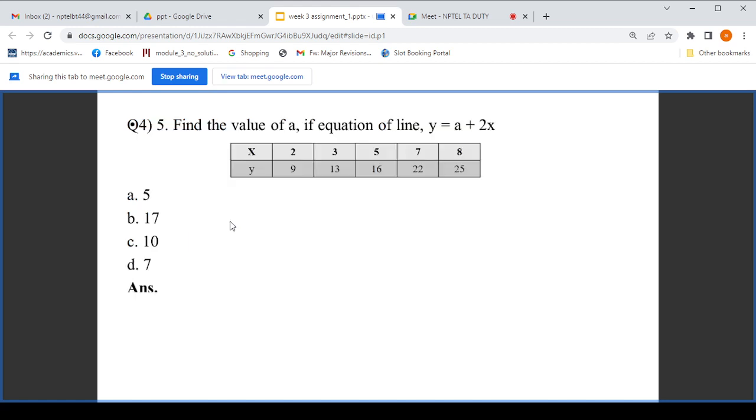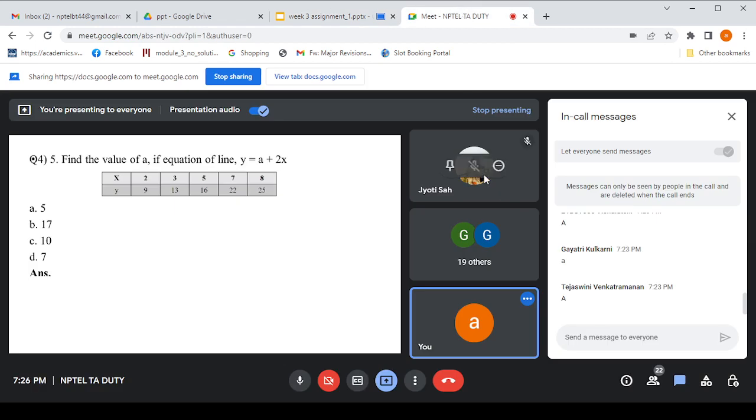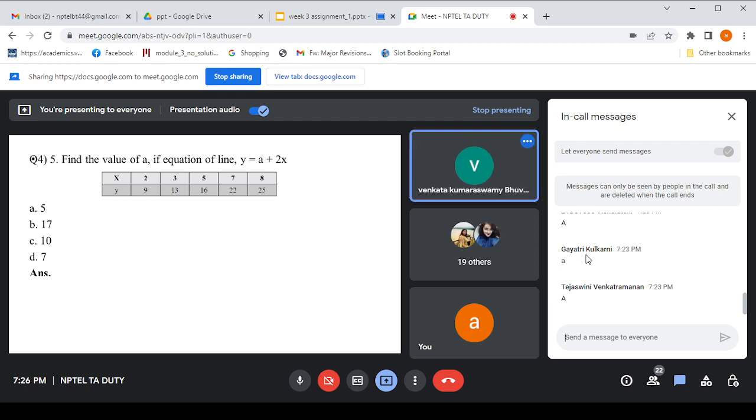So here is question 4. You have to find the value of a in the particular equation y is equal to a plus 2x, and the data set is given below. So please write down your value of a in the chat box after solving it. Five. Please write down your answer in the chat box. I am requesting you all to please write down your answer in the chat box.